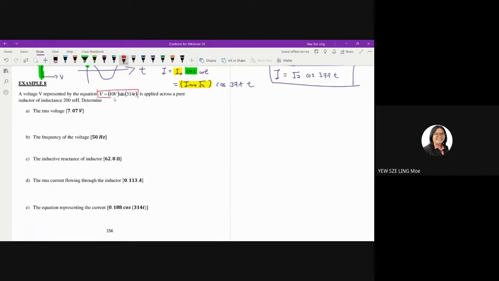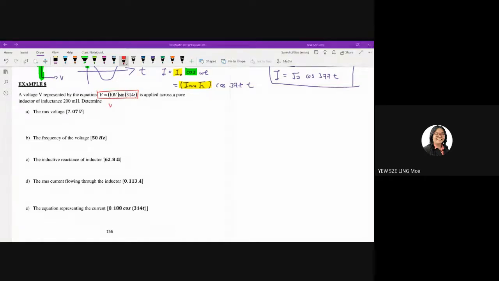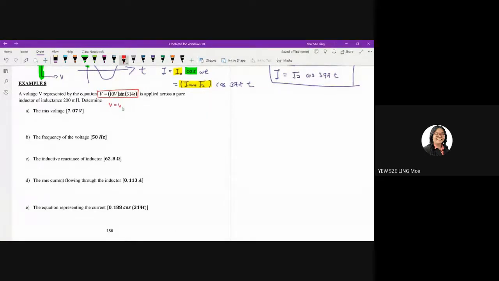Whenever you're given an equation, remember, always compare it with the general equation. So V equals V naught sine omega t. It's applied across a pure inductor. So now you have a pure inductor circuit. Remember the phrase ELI: E is in front of I, which means V leads I in a pure inductor circuit. Of inductance 200 millihenry. Determine the RMS voltage and so on.